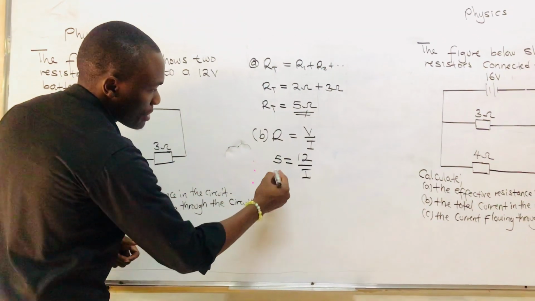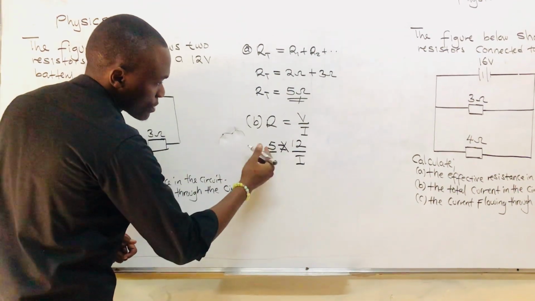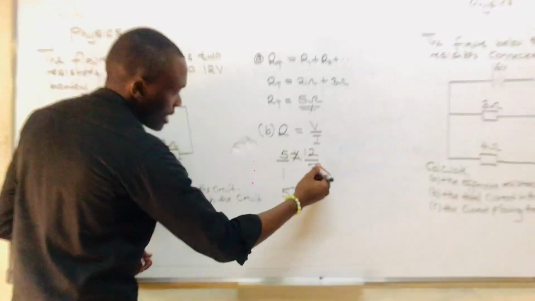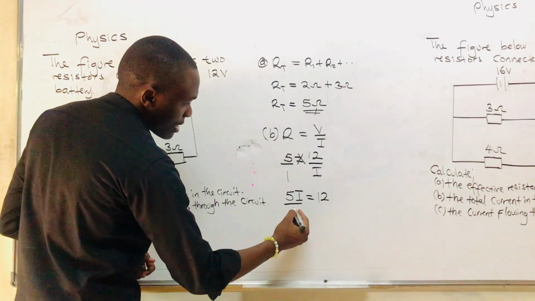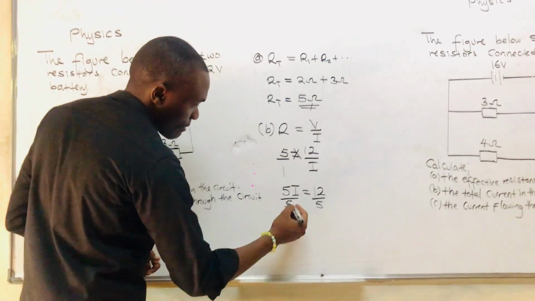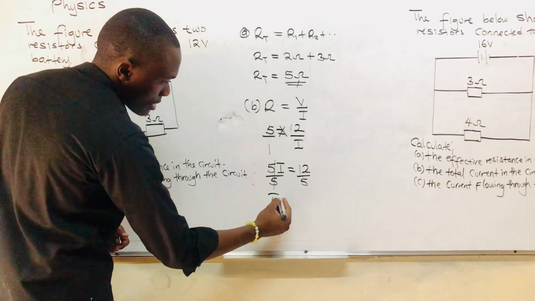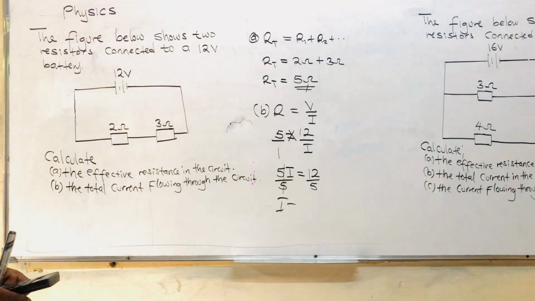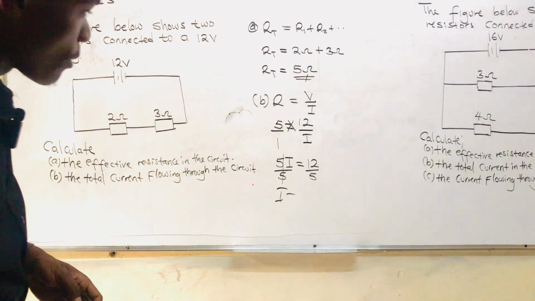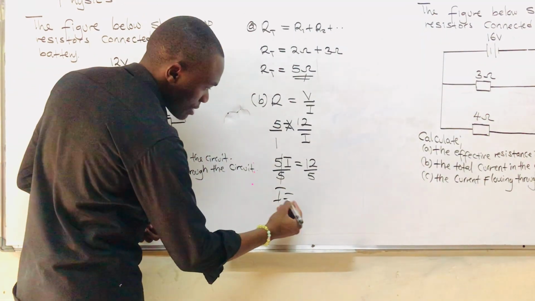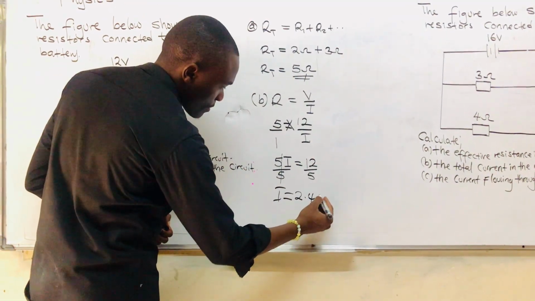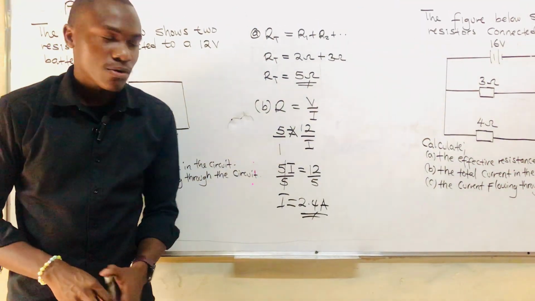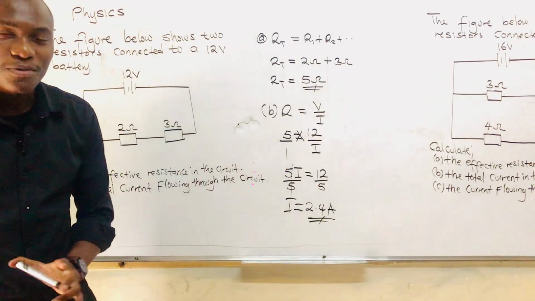So from here, we simply just cross multiply like that. So 5 times current, we are getting 5 current equals 1 multiplied by 12, we get 12. And then we divide both sides by 5 like that. So those will cancel out. And so the current, when we say 12 divided by 5, we get 2.4. So the current will be equal to 2.4. Now, do not forget the units of current, amps or amperes. So that is how we go about that question there.